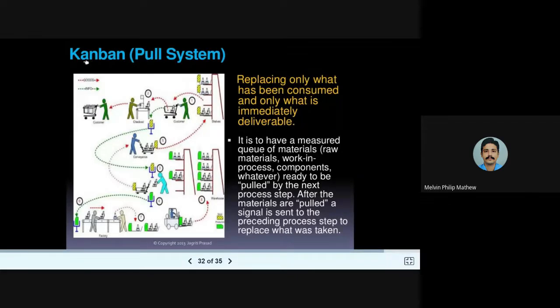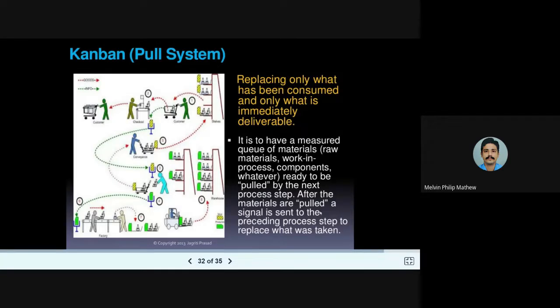So it is termed as Kanban, and it is to have a measured queue of materials. Materials in the sense of raw materials, work in process, which means unfinished products, then components, etc., ready to be pulled by the next process steps. In the next step, maybe it is a raw material or unfinished products that are pulled according to the demand only. Whenever you require, you are pulling it. That is the pull system.